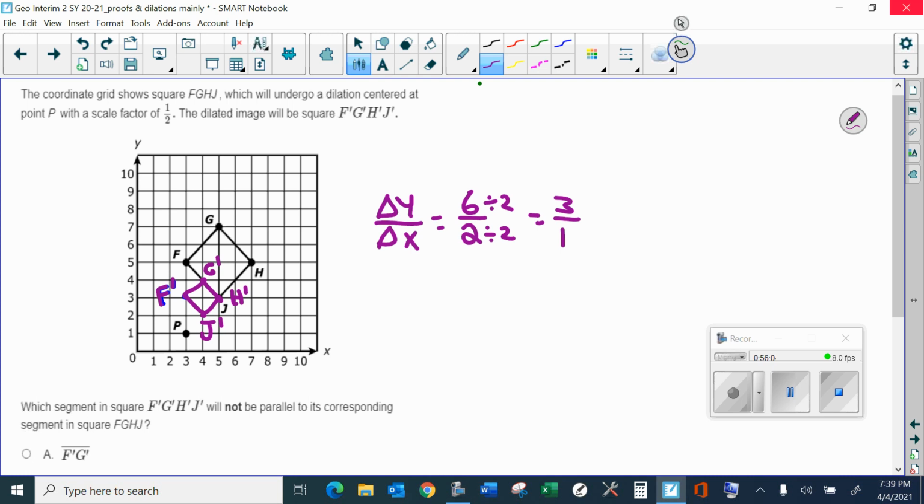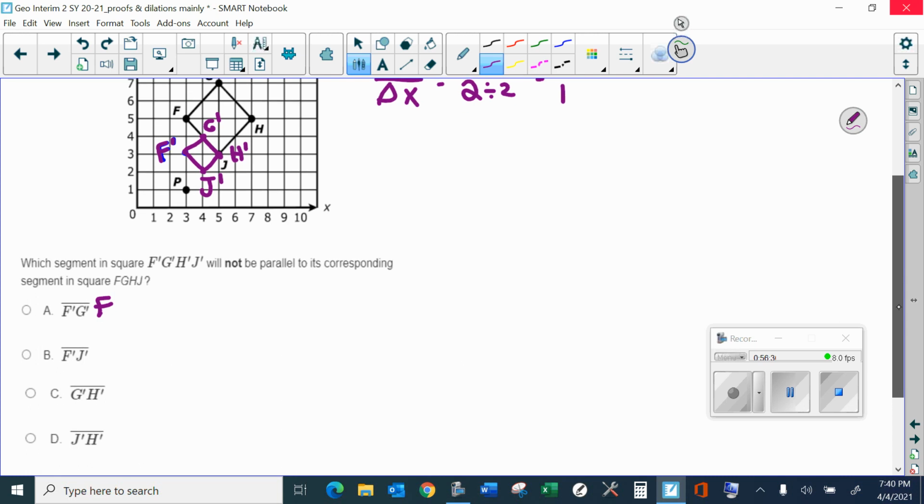Which segment in the prime here will not be parallel to its corresponding segment? Okay, in the original, F G prime. F prime G prime right here. That's a slope of 1. FG, slope of 1. Up 2, right 2. That's also a slope of 1, parallel. And it looks parallel. So that's false. Because that is parallel. So false.